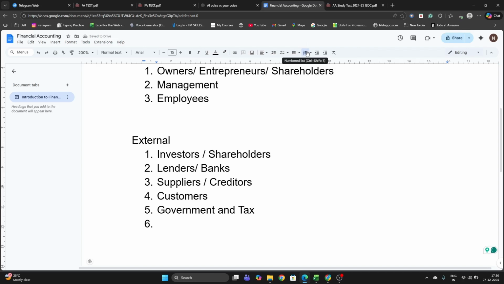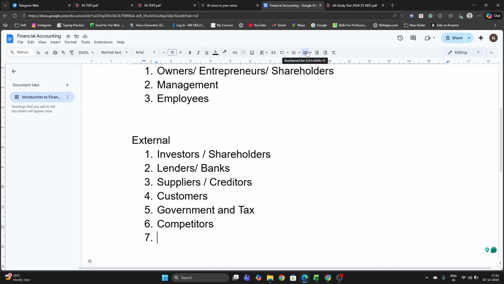And most important, competitors. Competitors also check the financial statements. These competitors are also the users. Competitors study financial statements to understand the market position and pricing strategy, right? What kind of prices our competitors are using, so that we can give a cheaper price, or we can give better service, right? And the performance of other businesses as well, right?